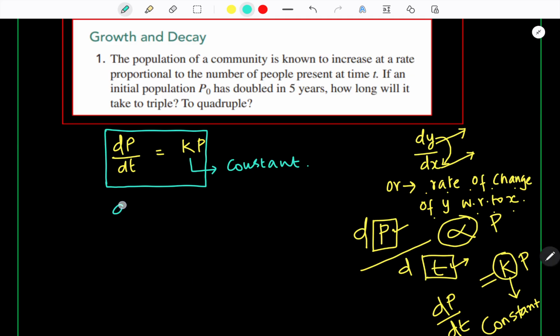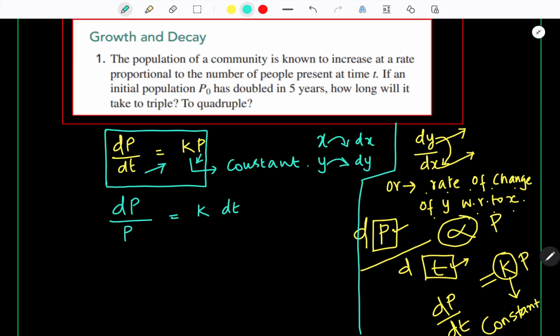Solve this equation. dp divided by p, I'm bringing p here, is equal to k, and dt I'm bringing over there. How? Using the variable separable method. What is the variable separable method? I told you, x with dx and y with dy. At the same time, dx and dy should be in the numerator. What do you mean by numerator? This is the top, right? This is called the variable separable method.